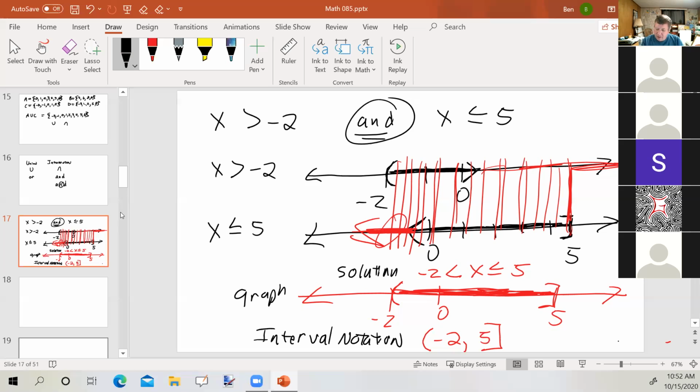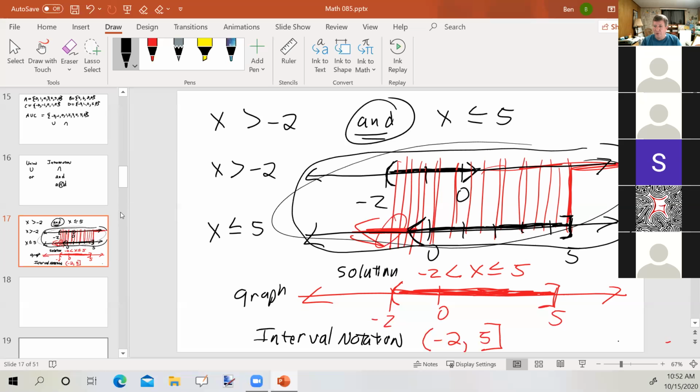As I say again, I didn't have to do this part of the problem, but my experience with students over the years has been that it's better to see what's going on in terms of the intersection if you look at both pieces before you try and visualize the intersection. All right, let's go on to another problem.